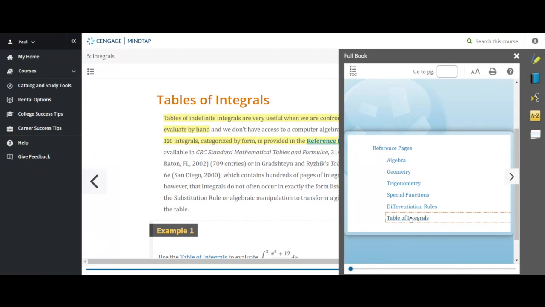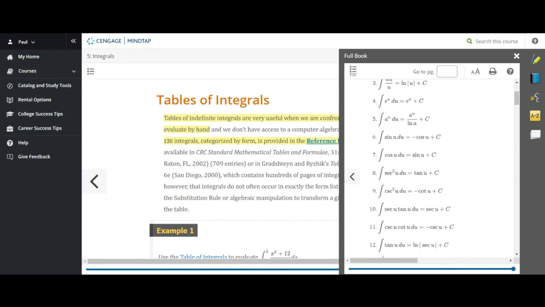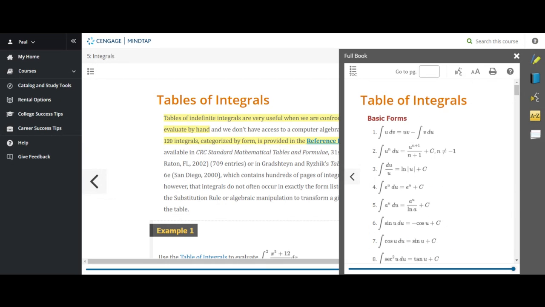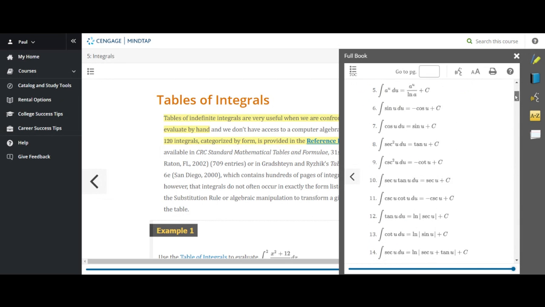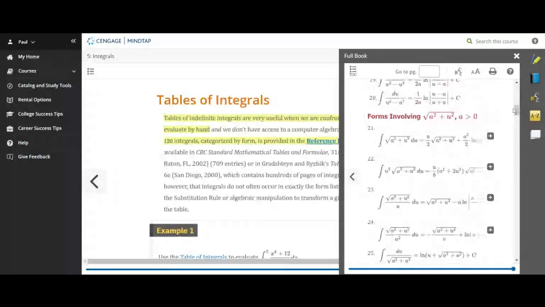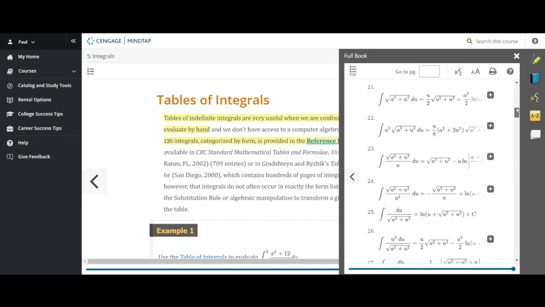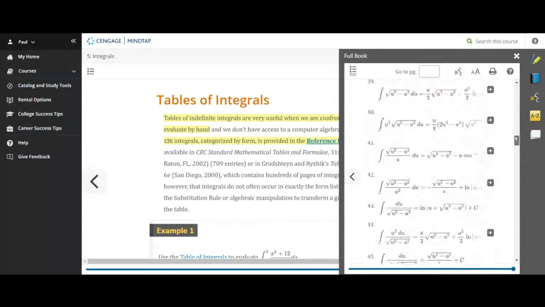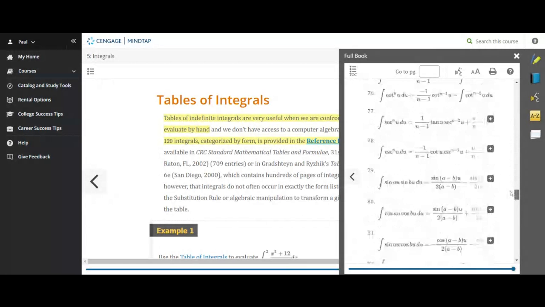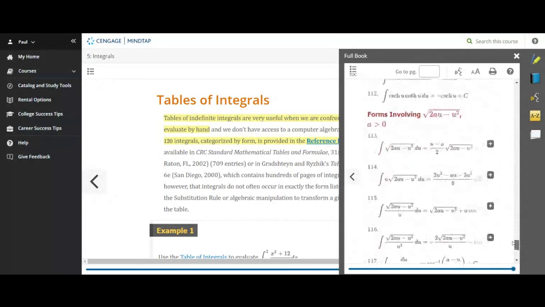So if you click on table of integrals, it's going to bring up all these antiderivative formulas, and they group it by basic forms. There are 120 of these formulas. So for problems in section 5.8, not the earlier sections, but problems from section 5.8, you can use this table of integrals to help you work out the problems.